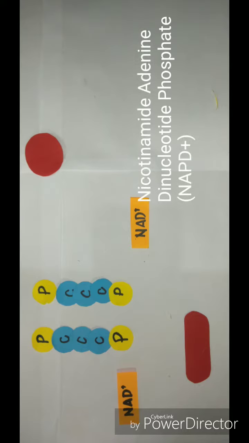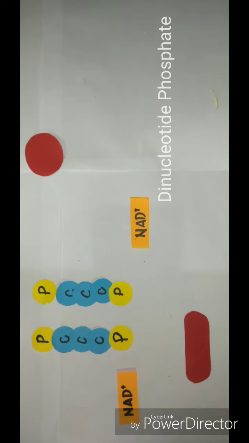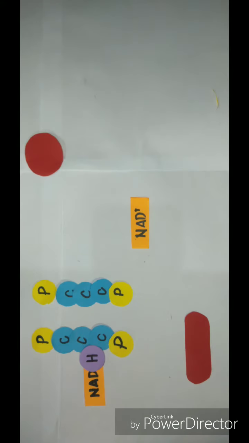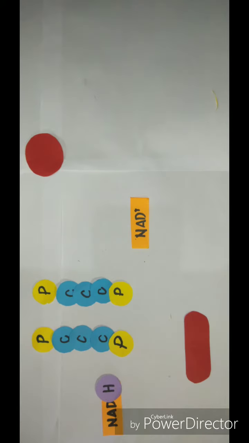The second step is the energy-releasing phase. In the second half of glycolysis, the 3-carbon sugars formed in the first half of the process go through a series of additional transformations, ultimately turning into pyruvate. In the process, 4 ATP molecules are produced along with 2 molecules of NADH.